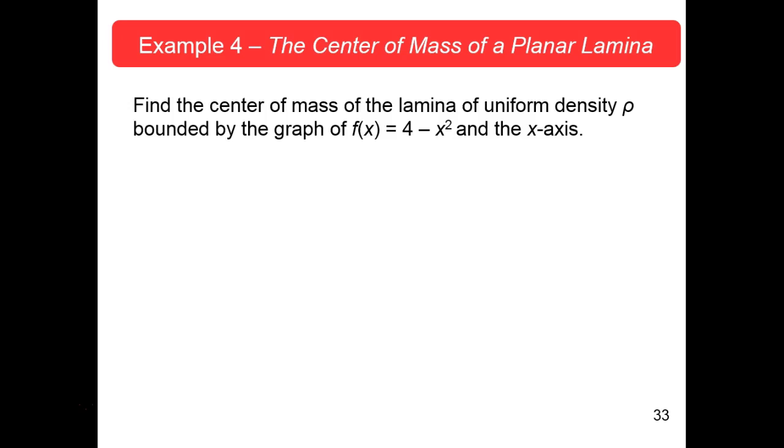Find the center of mass of the lamina of uniform density rho bounded by the graph of 4 minus x squared and the x-axis. Okay, now let's get this on here.